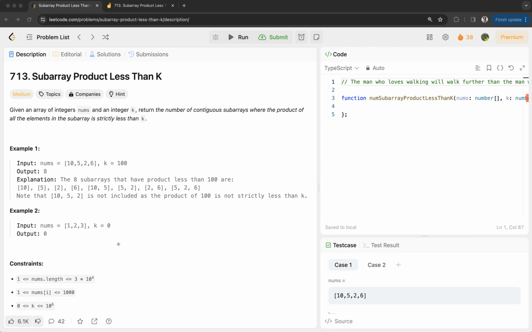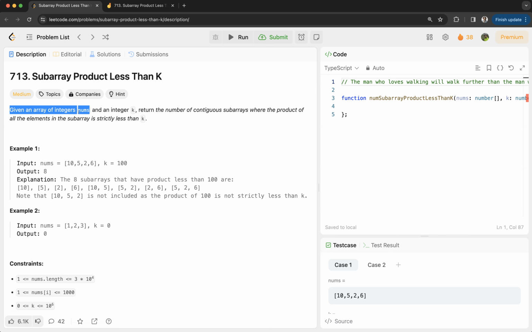Okay, so today's problem is one we have solved a few weeks ago, and that was the subarray sum to be less than k. So in this case, we have the product. Whenever you have some problem like this, let's read the problem first.